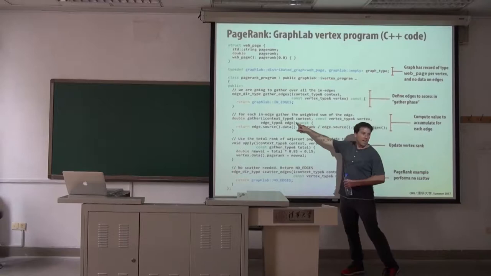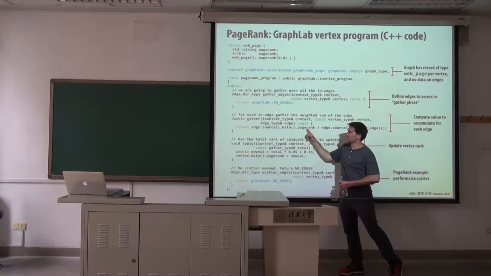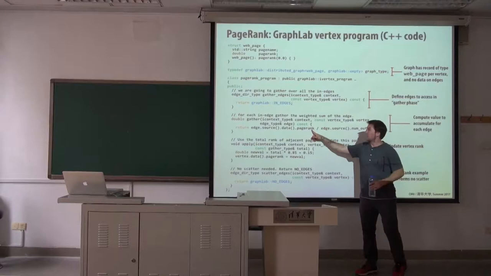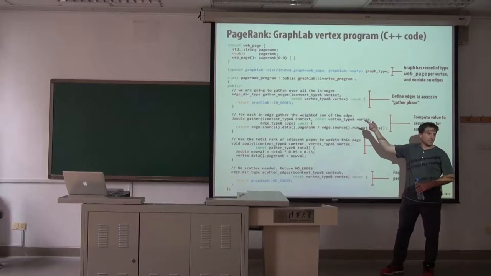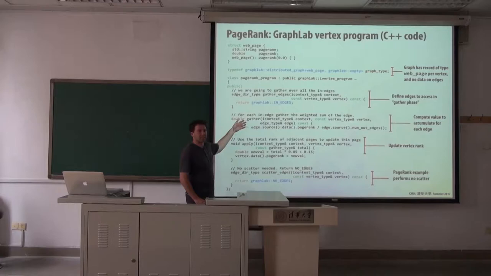This is the current vertex, and this is the edge. The gather function returns edge.source.data. edge.source is just the vertex on the other side. So this says, give me the PageRank of the vertex on the other side of the edge, and then normalize it by the number of outgoing edges from that node. So every call to the gather function computes this, and GraphLab will call the gather function number-of-edges times.